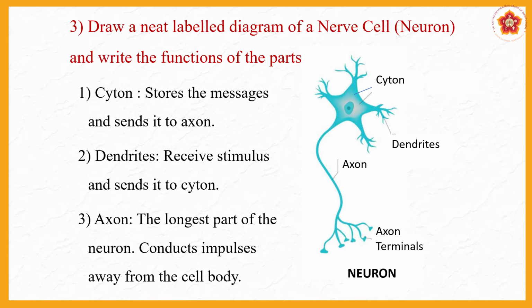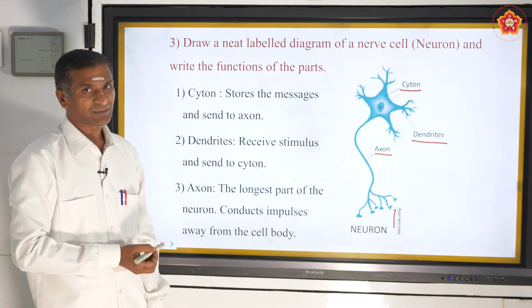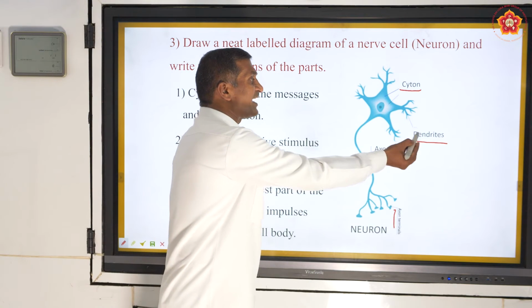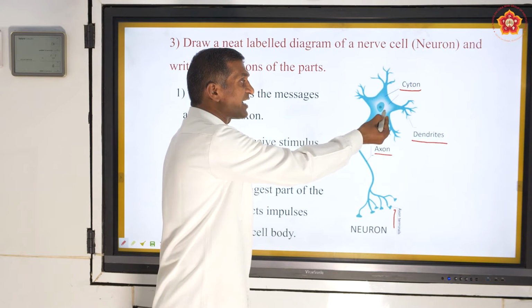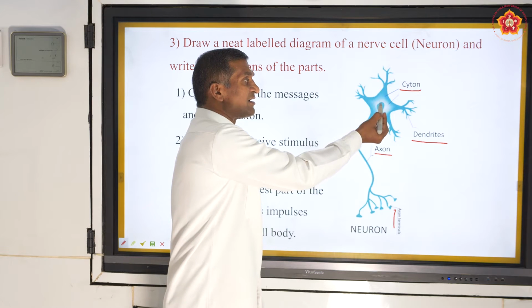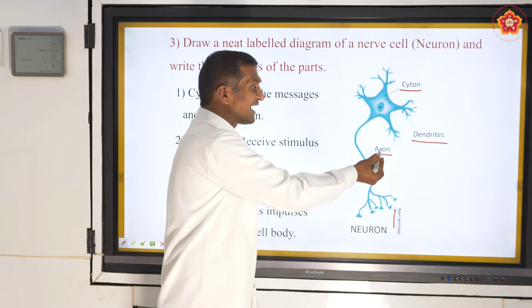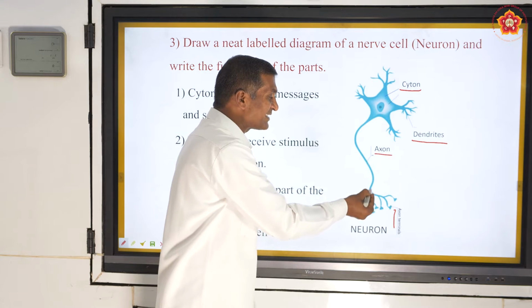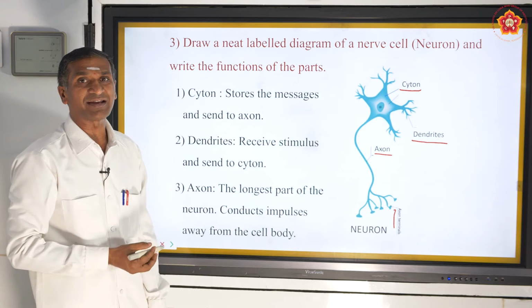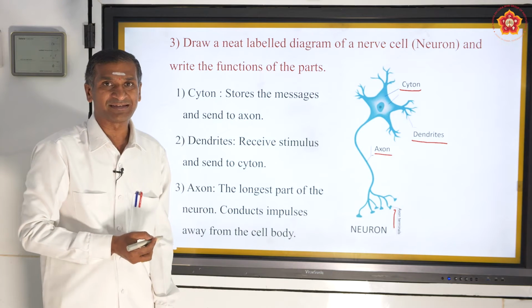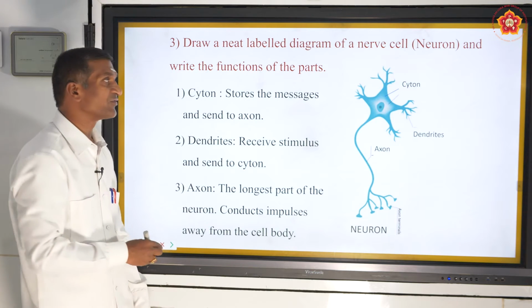Cyton or the cell body stores the messages and sends them to the axon. Dendrites receive the stimulus and send it to cyton. Axon, the longest part of the neuron, conducts the impulses away from the cell body. In a simple way, the dendrites receive the stimulus and give it to the cyton. The cyton sends the responses in the form of nerve impulses to the axon, and the axon carries those responses and gives them to the respective target receptor sites for reacting. This is the function of the parts of this neuron.